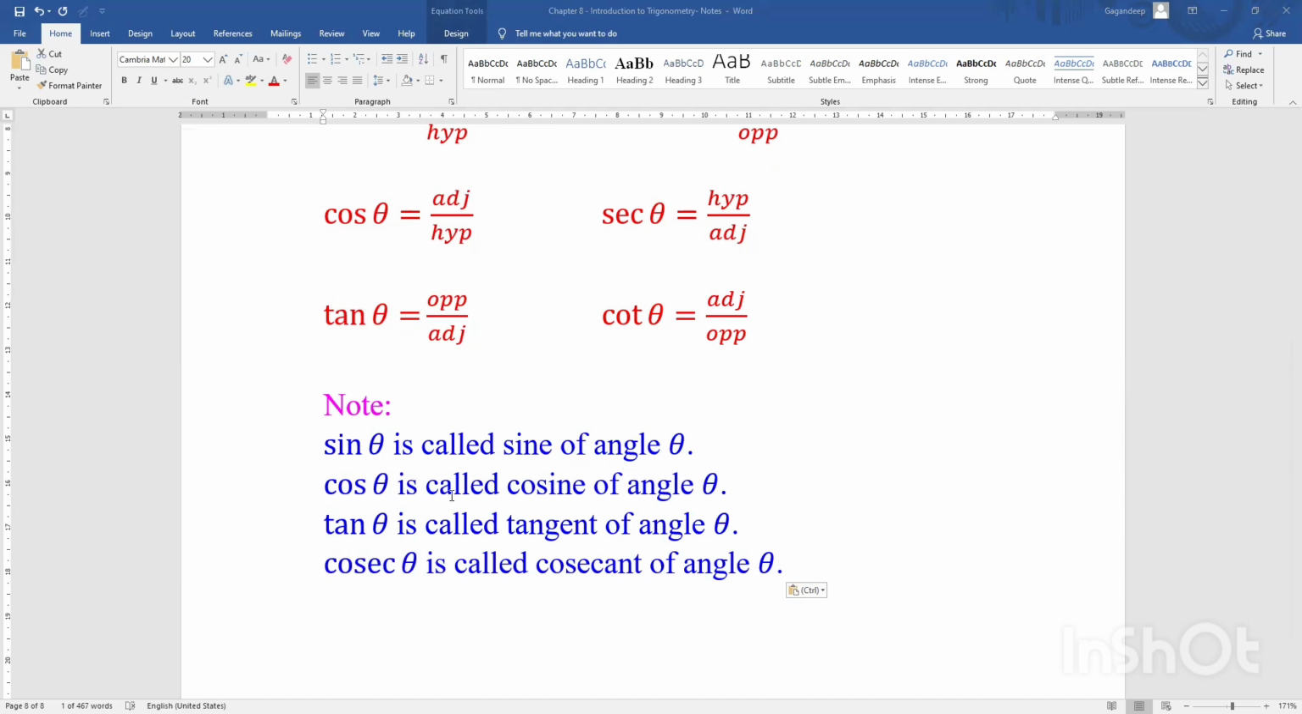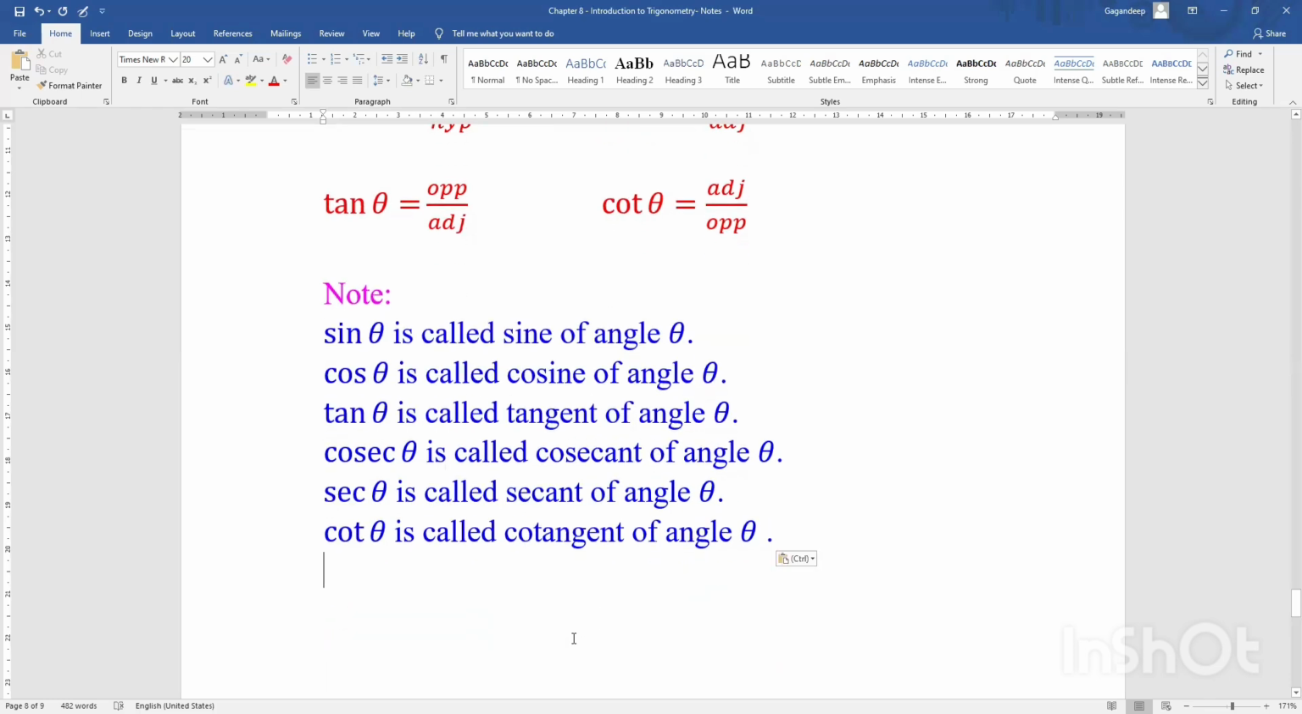And then secant theta. Don't read it as sec theta. Instead, read it as secant theta. Pronounce it in full. So secant theta is nothing but the secant of angle theta. And then finally, cot theta is the cotangent of angle theta.